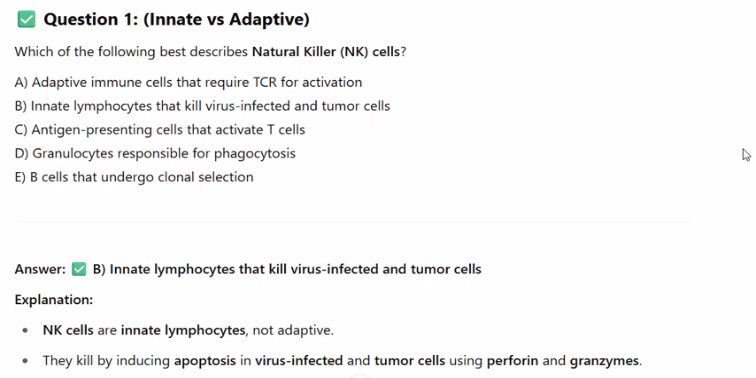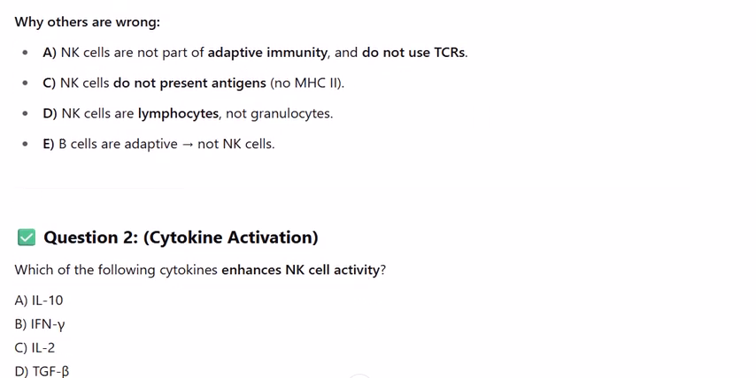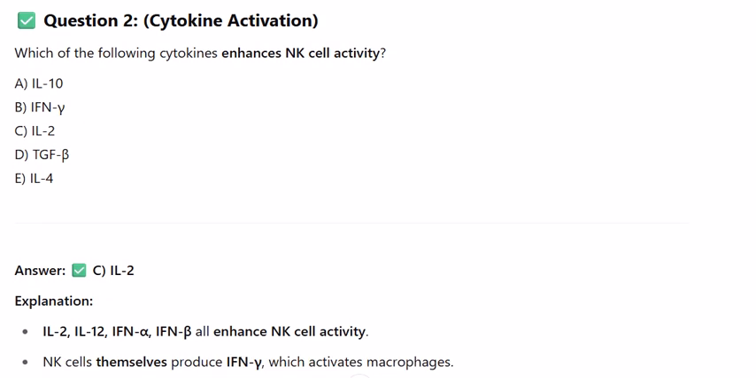Question 2. Cytokine activation. Which of the following cytokines enhances NK cell activity? A. IL-10, B. IFN-gamma, C. IL-2, D. TGF-beta, E. IL-4. The answer is C. Explanation. IL-2, IL-12, IFN-alpha, IFN-beta all enhance NK cell activity. NK cells themselves produce IFN-gamma, which activates macrophages. Why others are wrong. A, D, E are generally inhibitory or drive other responses, Th2 anti-inflammatory. B. NK produces IFN-gamma but is not activated by it directly.